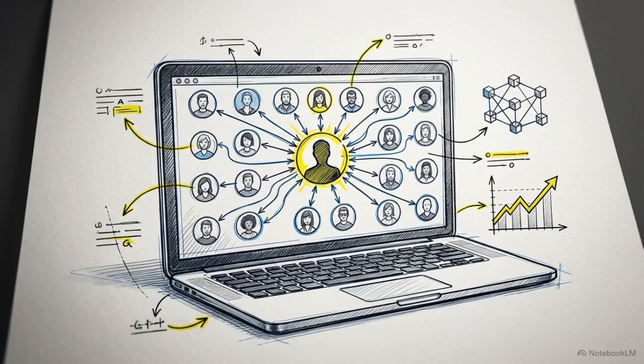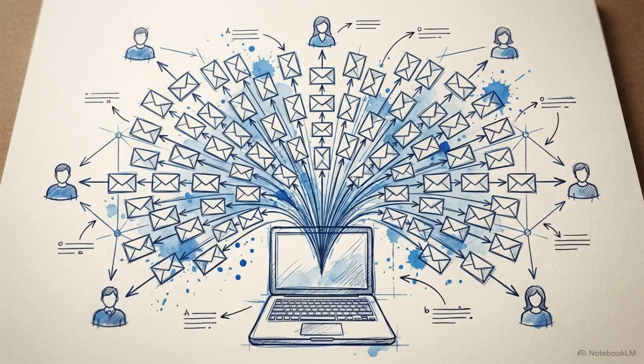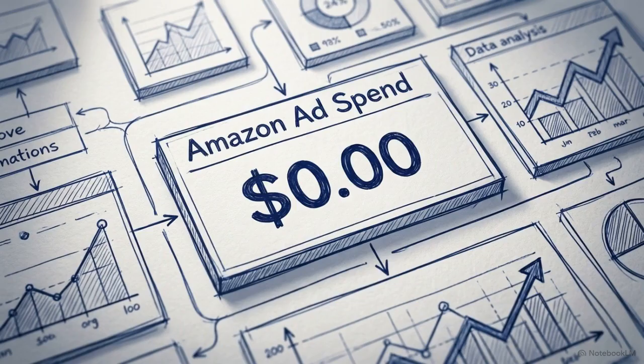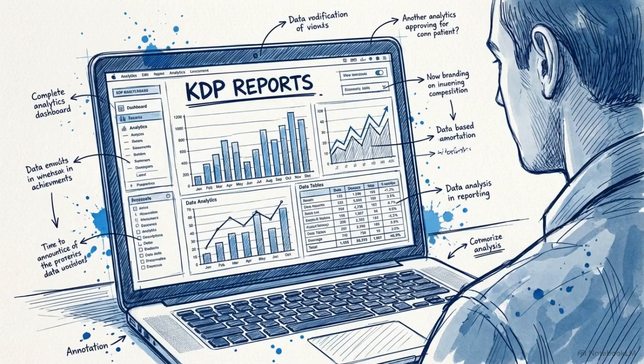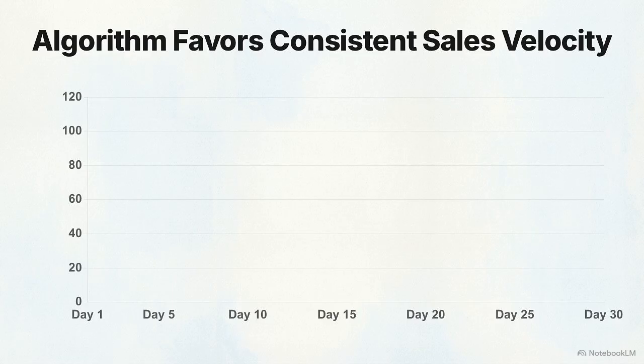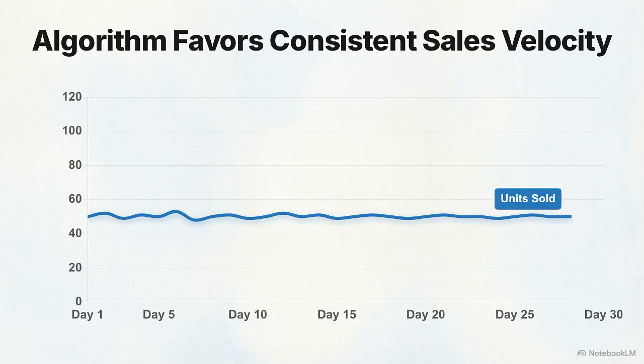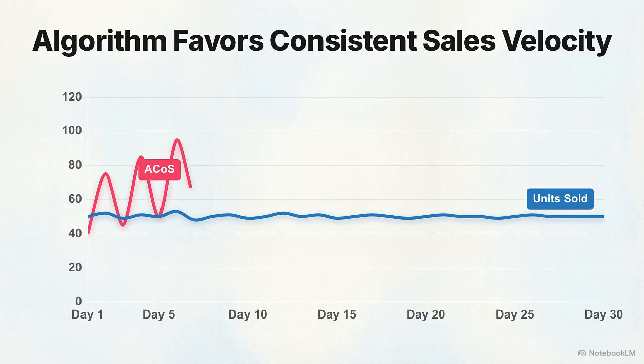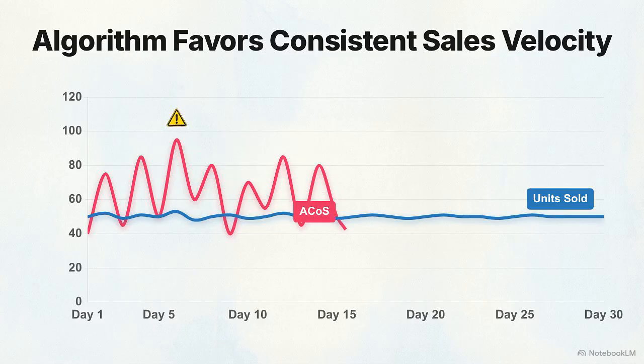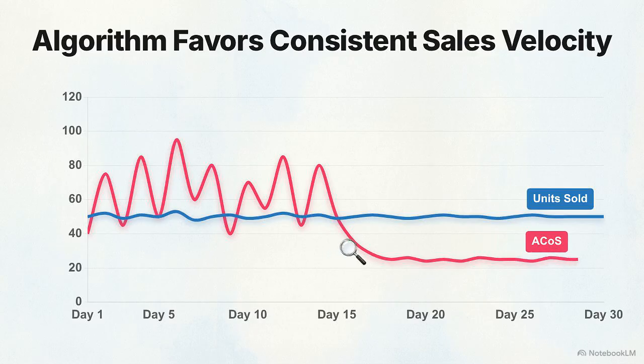Building an owned email list gives you direct access to your most engaged readers. When you launch Book 2, you can market it to them instantaneously and for free, bypassing the need for initial Amazon ad spend. Once your series is live, we transition to the KDP Reports dashboard to evaluate the actual financial performance of your catalog. This chart tracks units sold over 30 days. A steady horizontal trend line is ideal, as the algorithm favors reliable daily sales. You must also monitor your advertising cost of sales. Volatile spikes are expensive. Tracking ACoS against consistent sales ensures your series remains profitable.